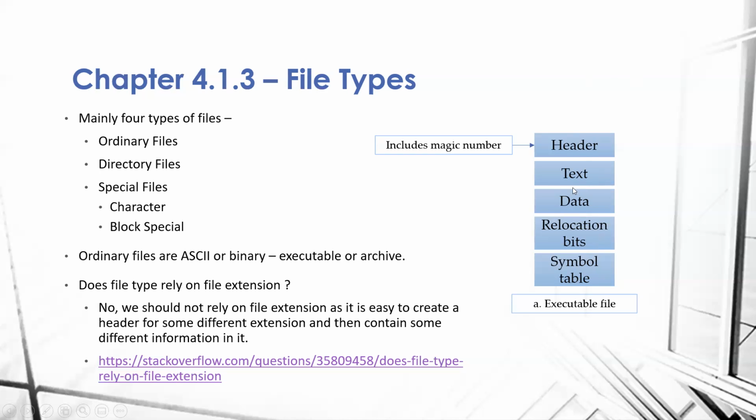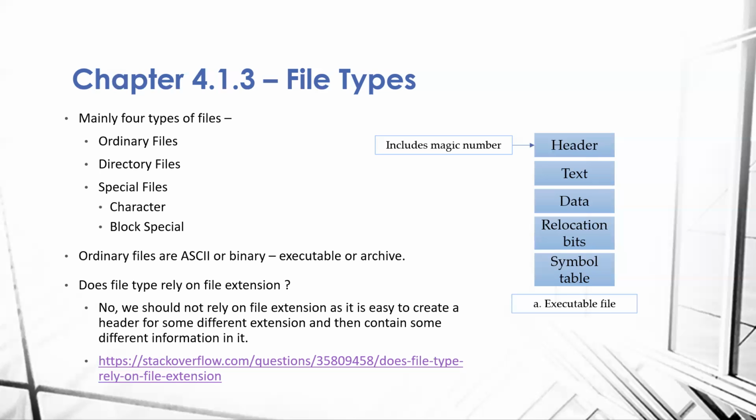There was one question I read: does file type rely on file extension? Well, I would say file extension is mainly used so that the operating system can call the appropriate program to run it. Windows actually relies on file extension to know if it's an executable or not. But we should not rely on the file extension, as it is easy to create a header for some different extension, and it might be possible that the information inside the file is different from what the extension suggests.